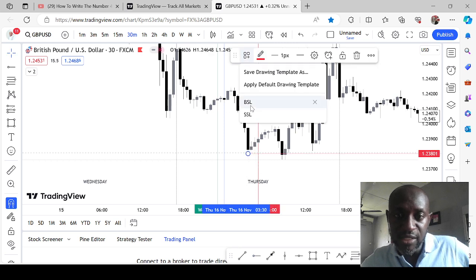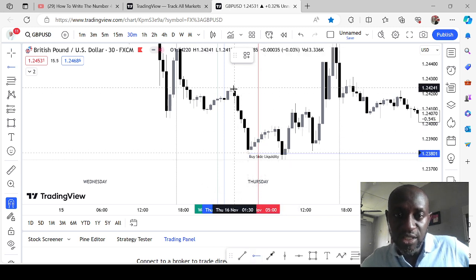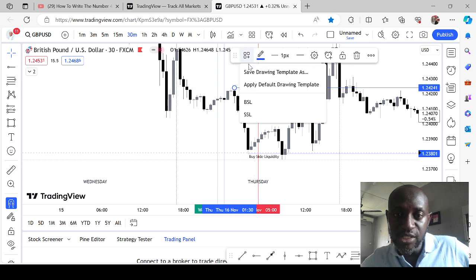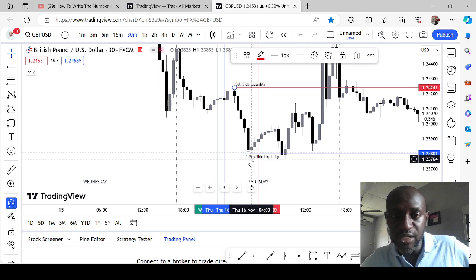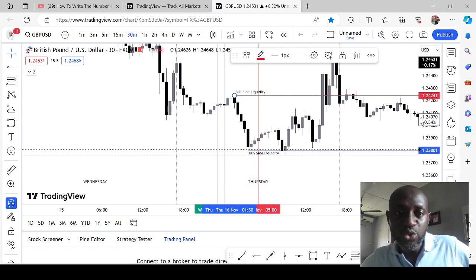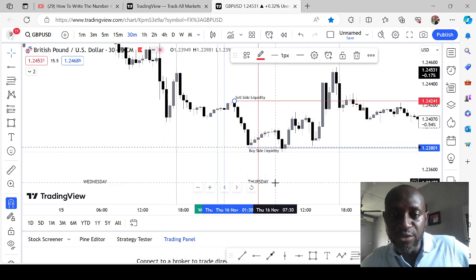This is a buy side liquidity because price is above this place. Another liquidity is here. This one will be a sell side because price is below this place. So this is a buy side, this is a sell side. You try to identify all the liquidity. Now this can be a liquidity because it has been tapped into. So we are expecting price to come here and retrace back.